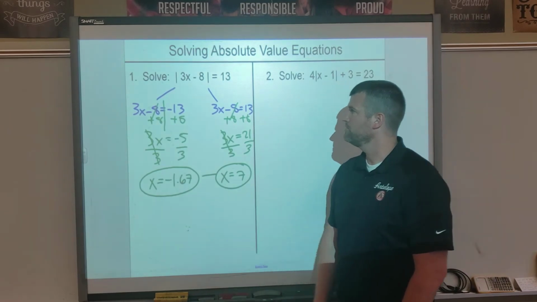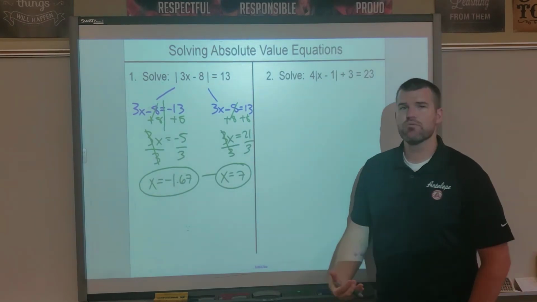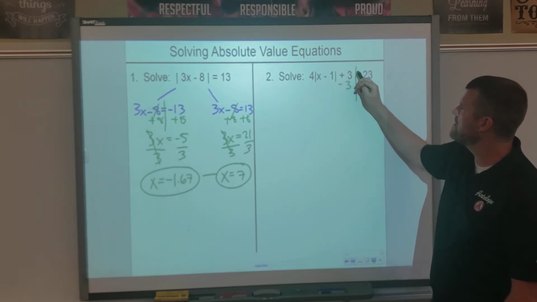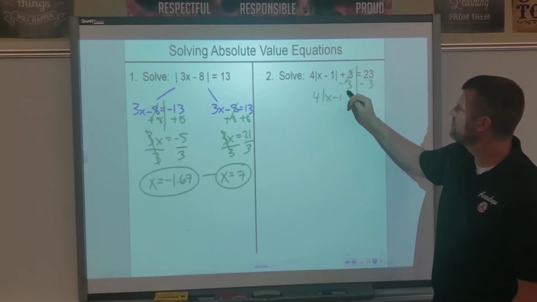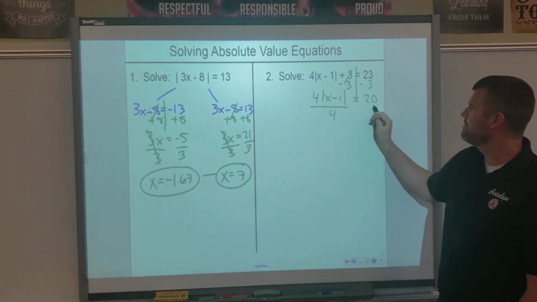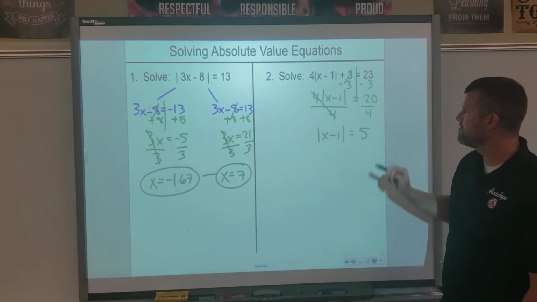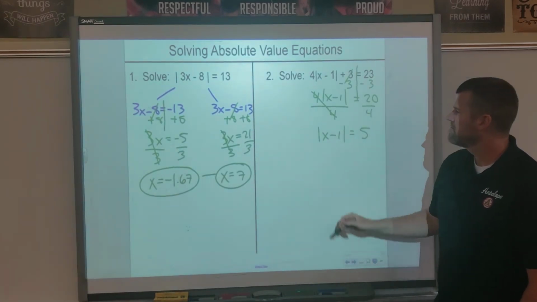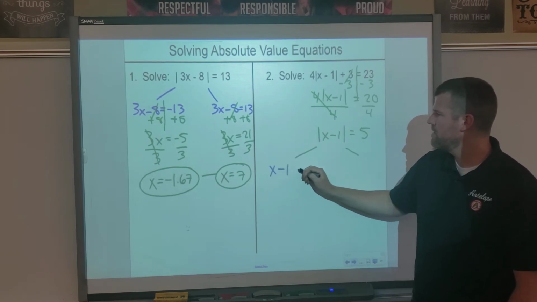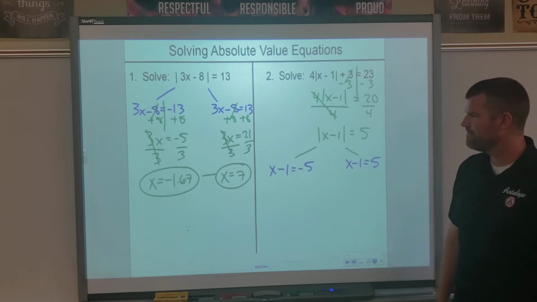And then we solve. This equation does have some numbers outside of the bars, so we do need to get rid of those first. So I'm going to subtract 3. Then to get rid of the 4, I'm going to divide by 4. And I end up with the absolute value equal to 5. So to have an absolute value of 5, we can set one problem equal to negative 5, and we set our second problem equal to positive 5.